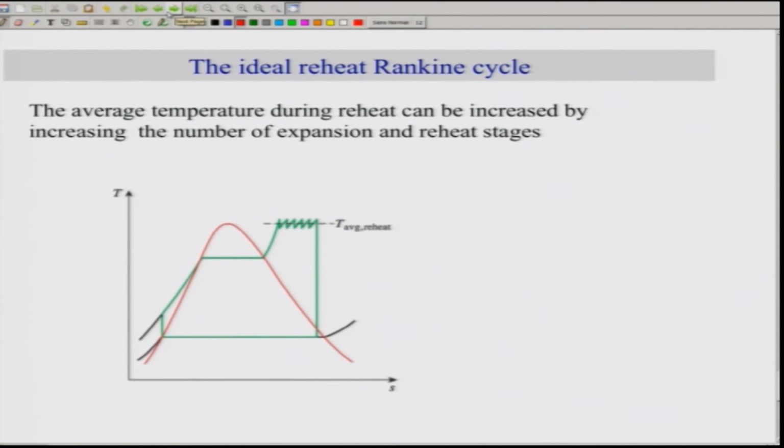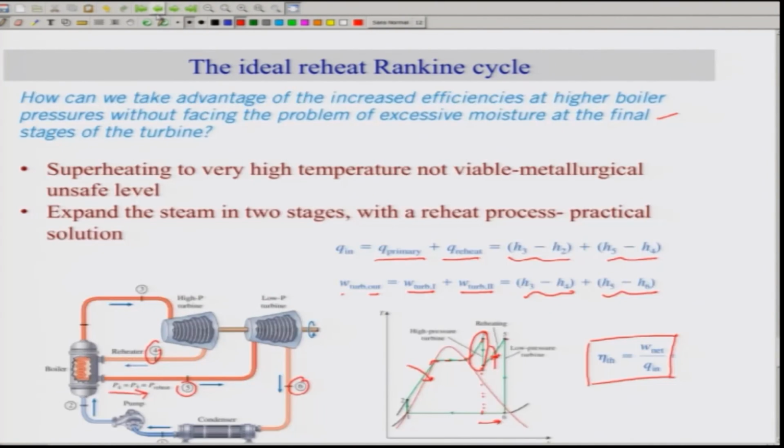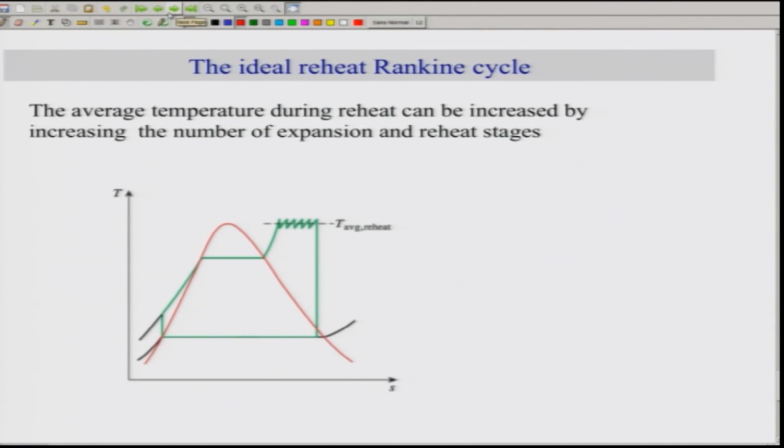You can increase the average temperature of this, because here the average temperature depends on the temperature of this as well as here. So this whole path from here to here corresponds to the increasing changes in the temperature, and so you can take the average temperature. Now this average temperature can be further increased by increasing the number of reheats and number of expansions. So this is an idealized or limiting case where the T average is quite high, which essentially means the efficiency will be quite high for this case.